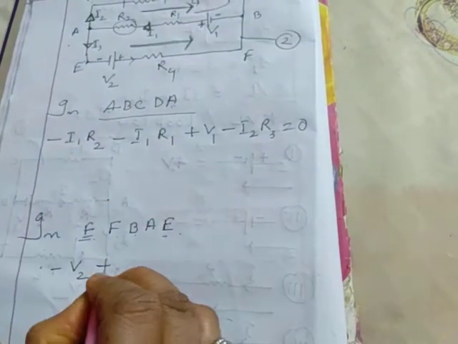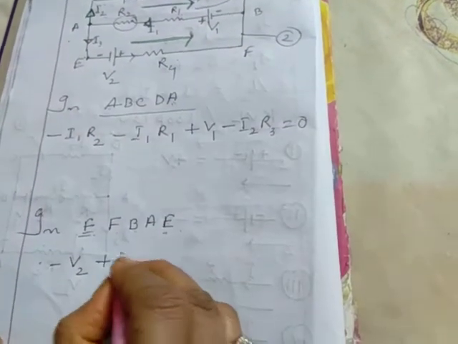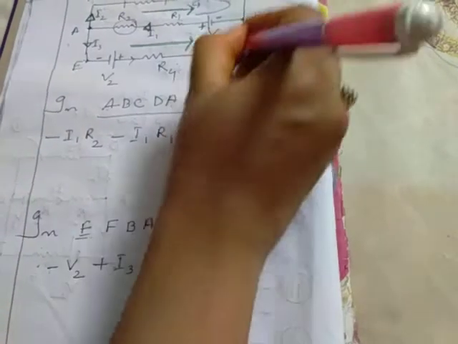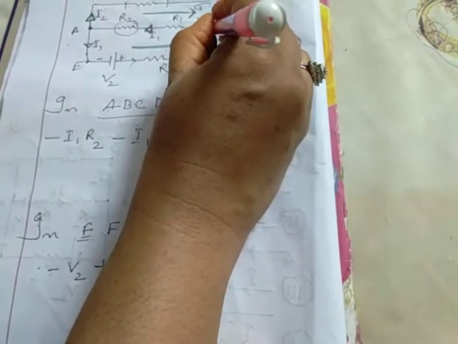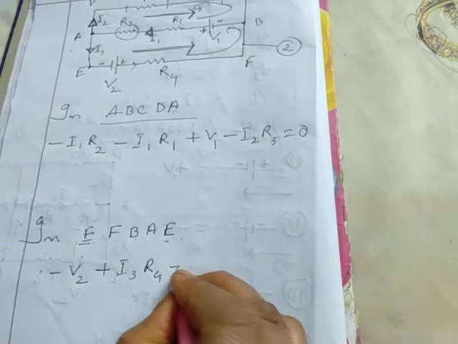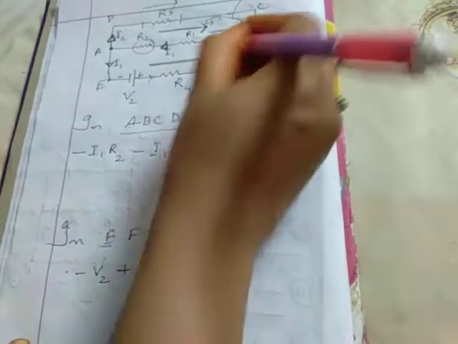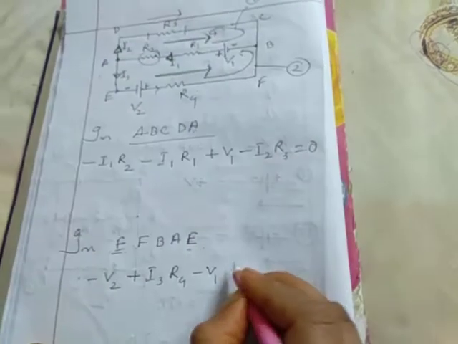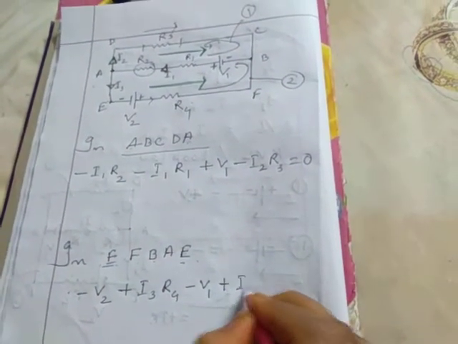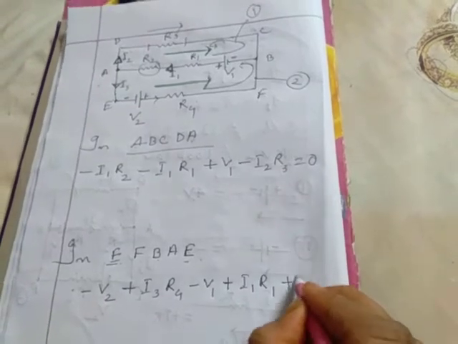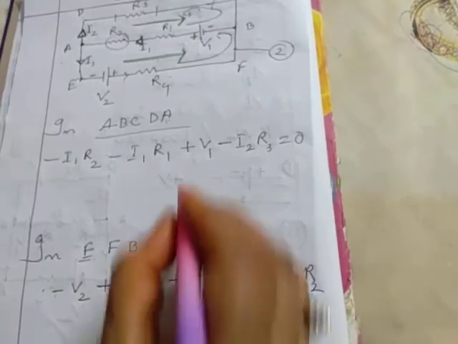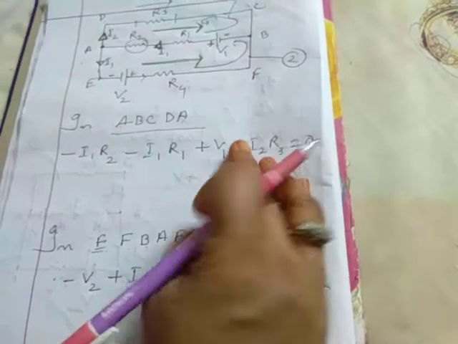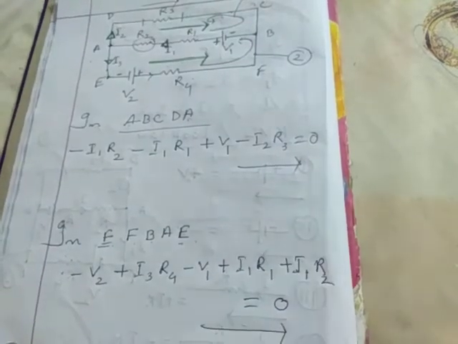So the potential difference through R4 will be what? Positive. That means I3 R4. Okay, then in this way, when you are reaching this point, you are seeing which sign of the cell? Negative. So V1 will be negative. Then the current is moving through this: I1 R1 plus I1 R2 equal to 0. So by these two equations you can solve the circuit.